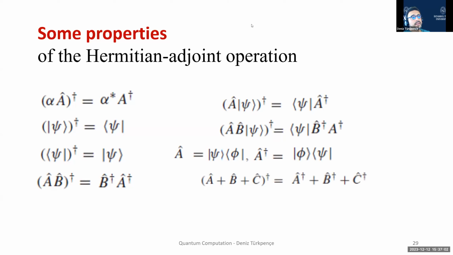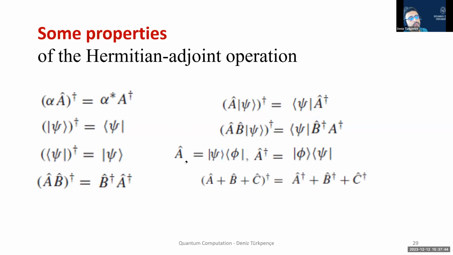Here we see that if you apply AB, a multiplication of two operators, it means that B is applied first to the state, and then A is applied to the same state. Okay, and if you take the Hermitian conjugate of this, B dagger should be applied first, and A dagger secondly. So we see that this order should be satisfied in order to preserve the order of being applied to a specific quantum state.